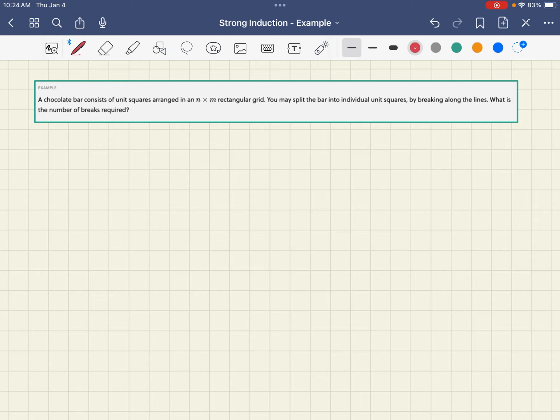Okay, so this example says: a chocolate bar consists of unit squares arranged in an n times n rectangular grid. You may split the bar into individual unit squares by breaking along the lines. What is the number of breaks required?